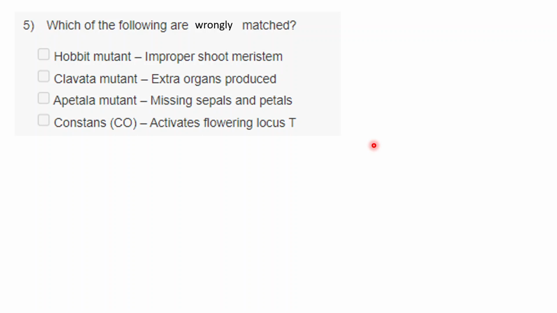Let's take a minute to find out the correct answer. For all those students who are watching this class, please try to answer. Which of the following are wrongly matched?